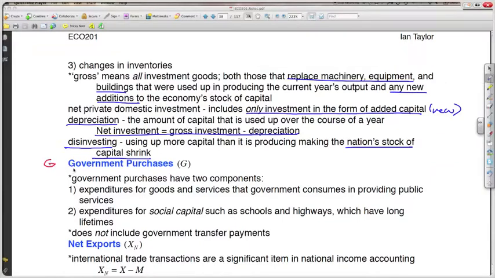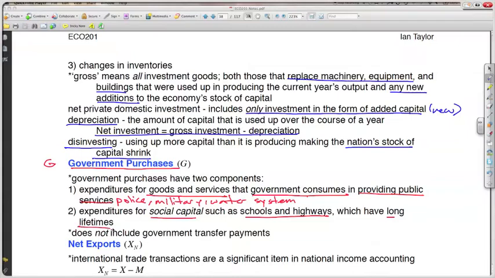Next we have G, which is our government purchases. So our government purchases have two components. First, we have expenditures for goods and services that the government consumes. And they do so by providing public services. Right, this would be the idea with police, the military, our water systems. And we have expenditures for social capital, so schools and highways. They have long lifetimes. And it's very important to note that it does not include government transfer payments.